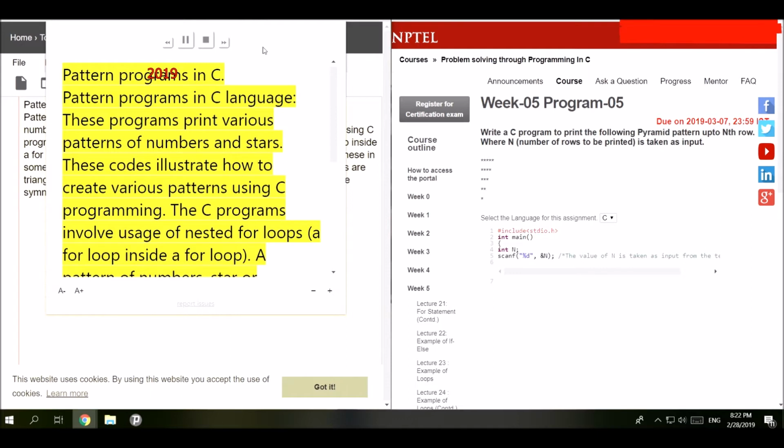A pattern of numbers, stars, or characters is a way of arranging these in some logical manner, or they may form a sequence. Some of these patterns are triangles, which have special importance in mathematics. Some patterns are symmetrical while others are not.